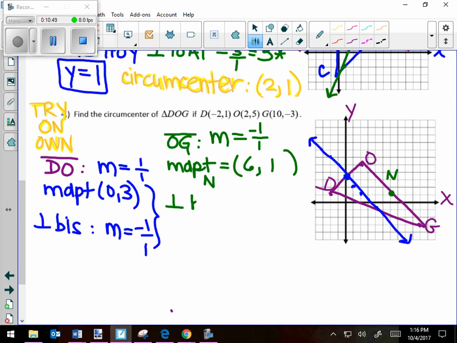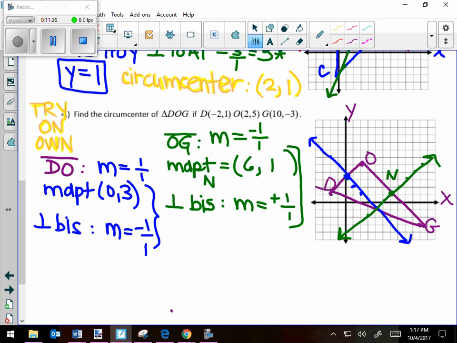Now my perpendicular bisector, the line that's perpendicular to OG and bisecting it, or hitting it at its midpoint, will have a slope that is equal to the negative reciprocal of that. So it'll have a slope of positive 1 over 1. So from this point, I count up 1 over 1, up 1 over 1, and then I can go in the other direction, down 1, back 1, down 1, back 1. So here is my second perpendicular bisector. From these two things, I start at the midpoint and I count with that slope.